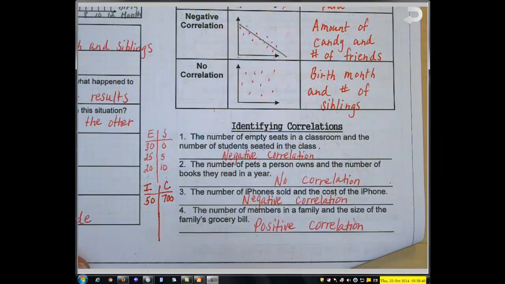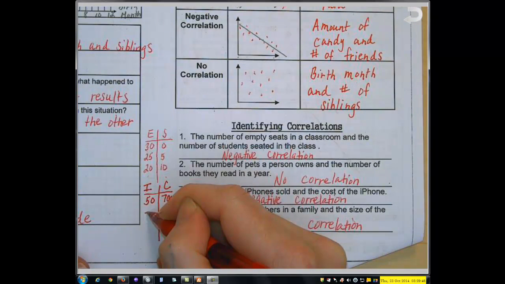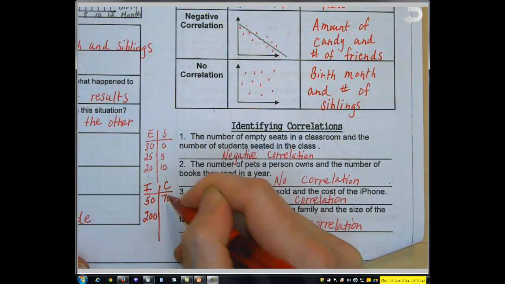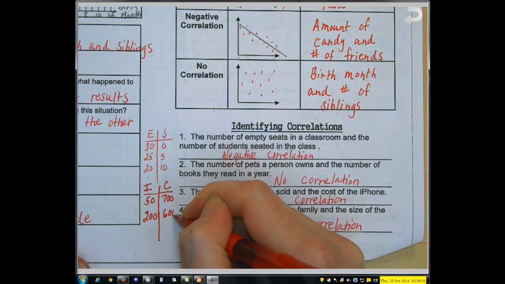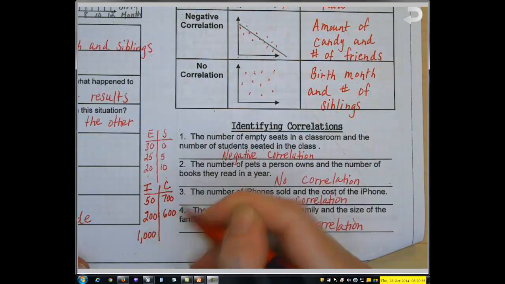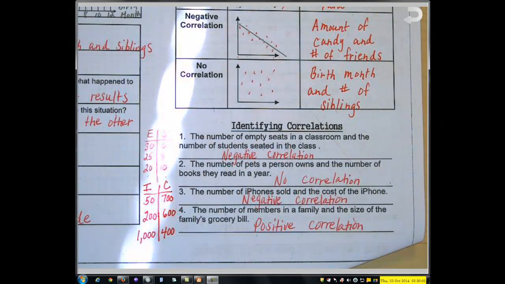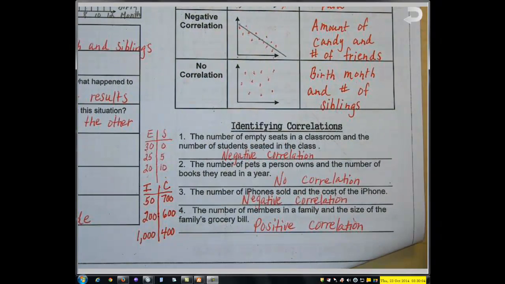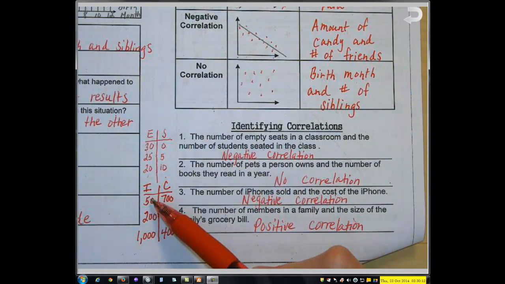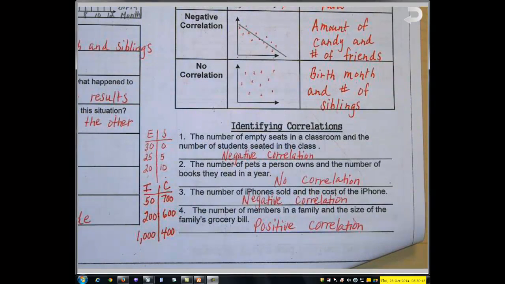But then a few months after it comes out, there's been maybe 200 iPhones sold, but then the cost goes down to $600. And then after a year, there may have been 1,000 iPhones sold, and after a year, the cost is all the way down to $400 because there's a newer model that's getting ready to come out. So we can see that the number of iPhones sold and the cost of the iPhone are moving in opposite directions. The number of iPhones sold is increasing while the cost is decreasing. So this would again be a negative correlation.